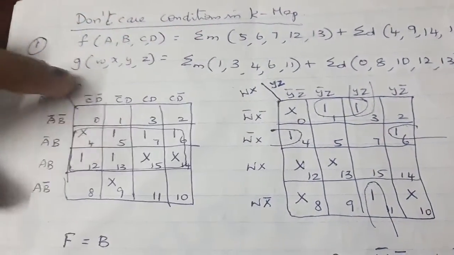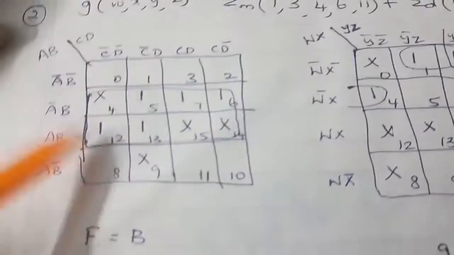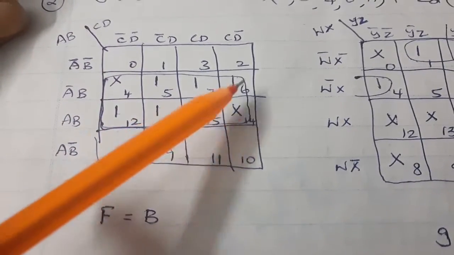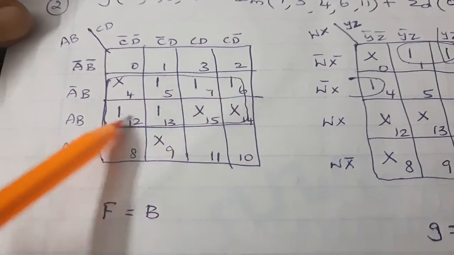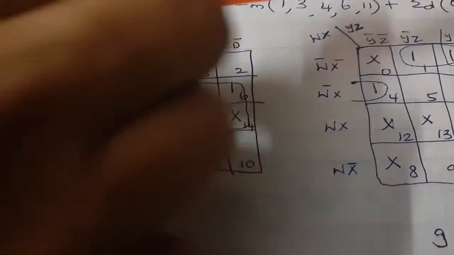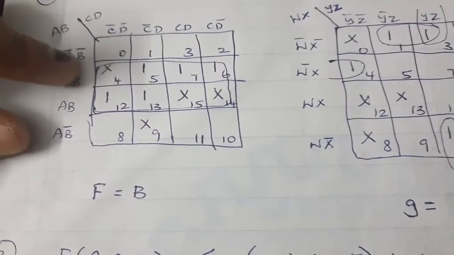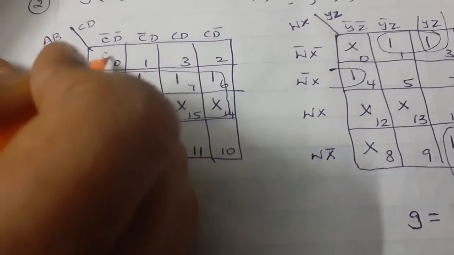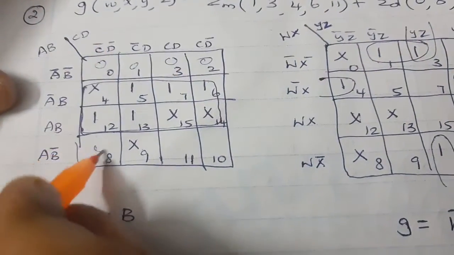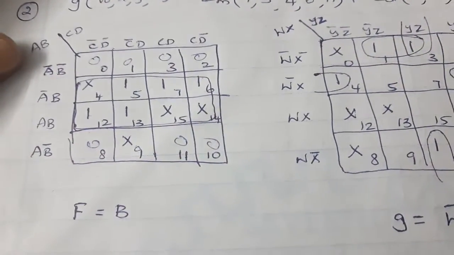Okay, mark the values. 5, 6 and 7 are 1, 1, 1. 12 and 13 are 1, 1. Don't cares are 4, 9, 14, 15. Okay, so now we have marked it. All others will take the value 0. If nothing is there, put zeros. Okay, I have made the box full.